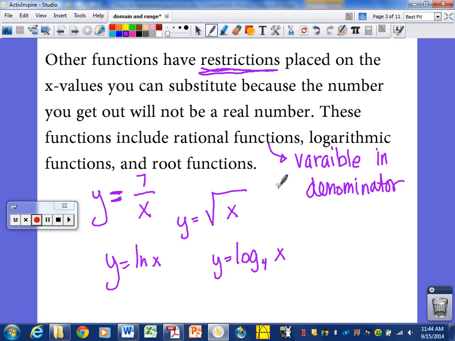This is the biggest part of this. So these are basically the only 3 functions that you are going to look at. And there's really only 2 of them because we don't talk about logs until January. But these 2 functions especially, we will find the restrictions of.